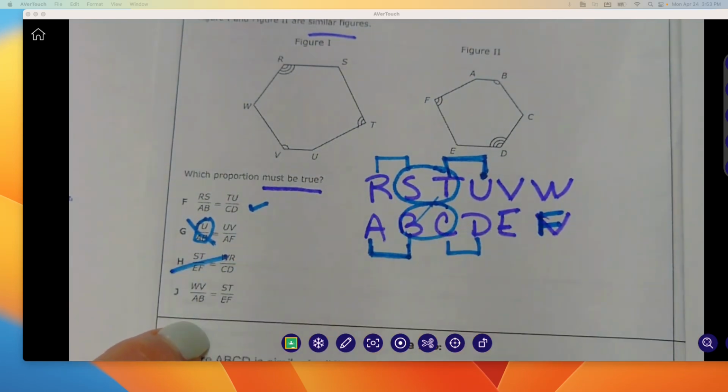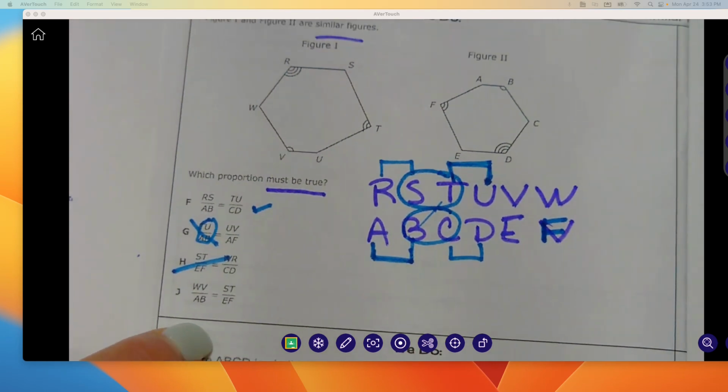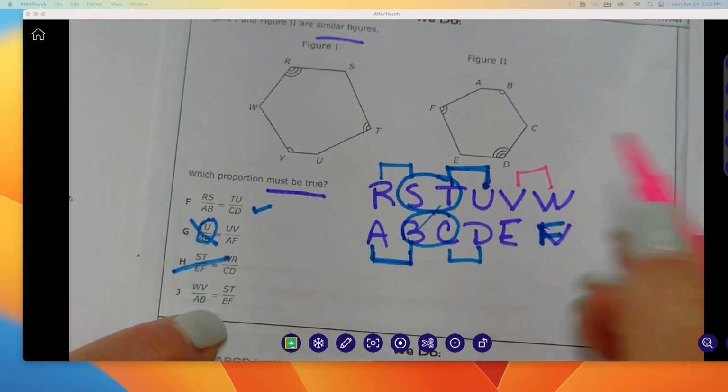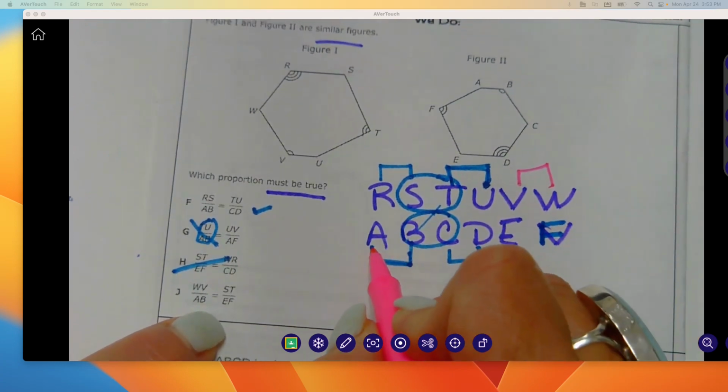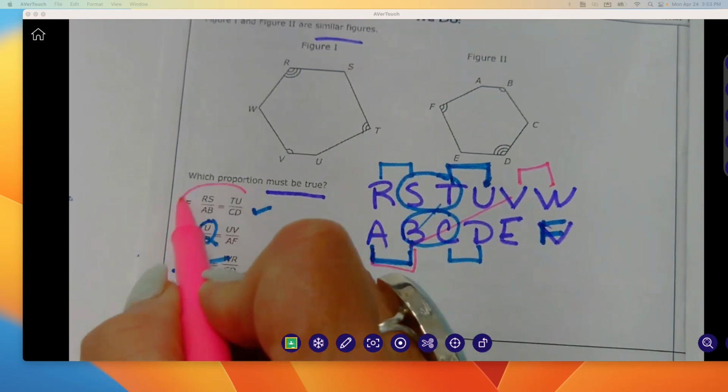And letter J, we have, let me go with a different color. We have WV corresponds with AB. Again, it's not going to be diagonal, so it's not this one. So letter F.